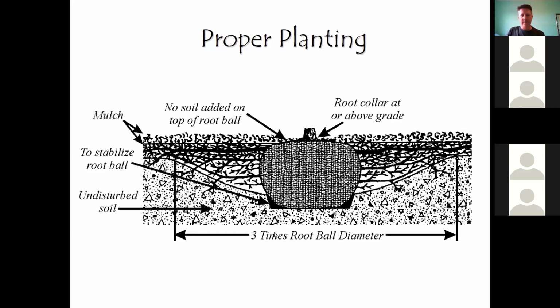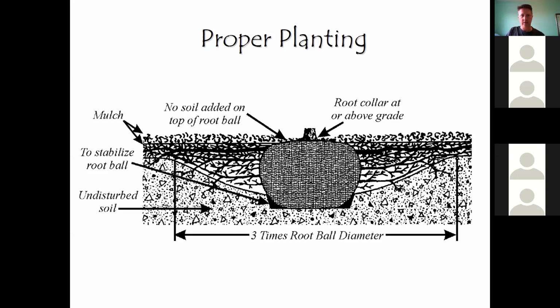So proper planting diagram looks kind of like this, where we've got this can be balled and burlap. This can be a container plant. This really can even be bare root. But you notice that the hole that was planted is rather wide. So at least twice as wide as that root ball is. And so the root collar, or the root flare, where the tree starts to flare out at the base and get a little bit wider, is above grade.